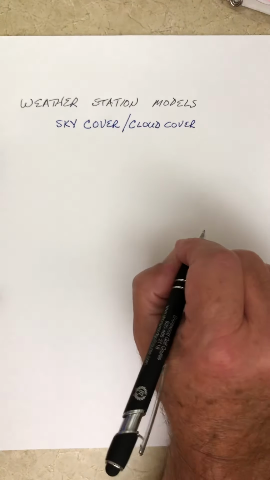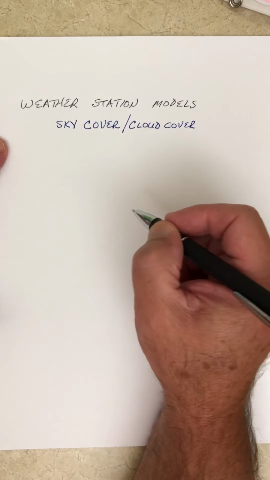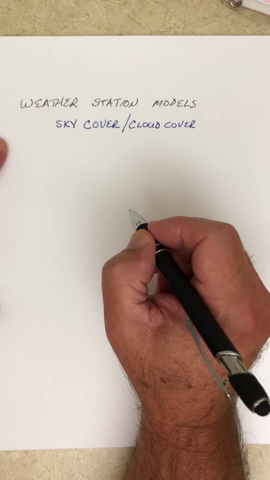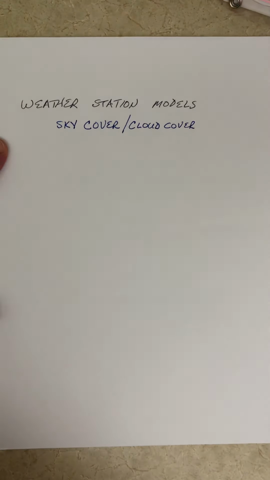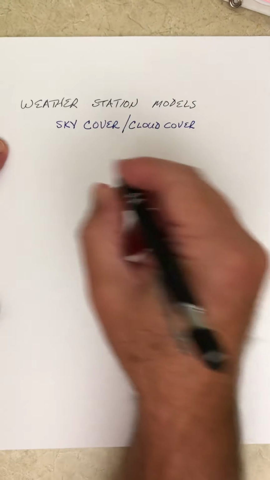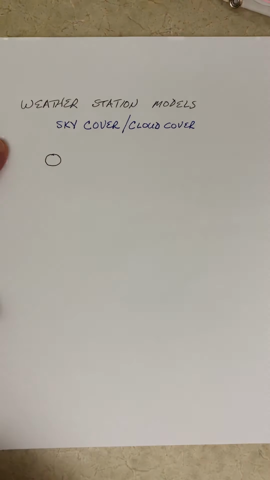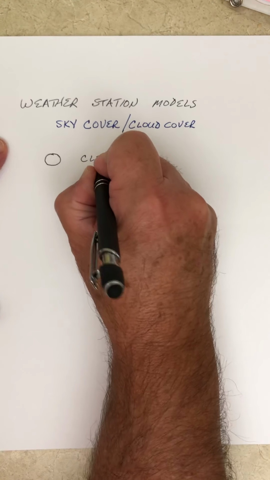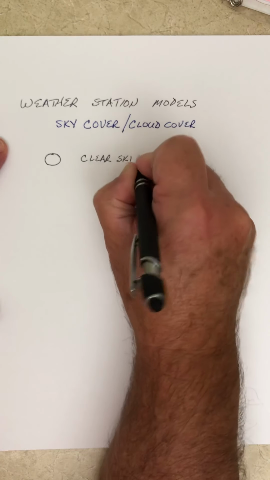All right, now on to sky cover or cloud cover. This is indicated in the center of a weather station model, right in that circle. Cloud cover is indicated by how much of the sky is covered with clouds, and we work in eighths in terms of cloud cover. If we start off with a weather station model and there's nothing in there, this would be an indication of clear skies. I think that one's pretty obvious to everybody.